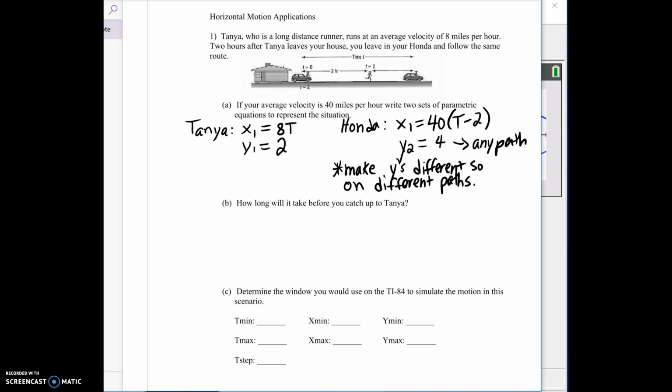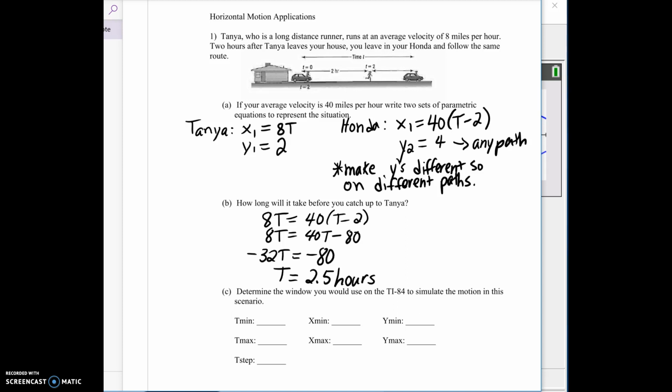Now, the actual question: how long is it going to take for you to catch up to Tanya? You set your equations on your x's equal. So you have a very basic algebra equation to solve. And that part of it is not the parametric part. But we are going to solve these situations and then talk about the windows we will use for graphing purposes and simulate the motion. So we get t is equal to 2.5 hours.